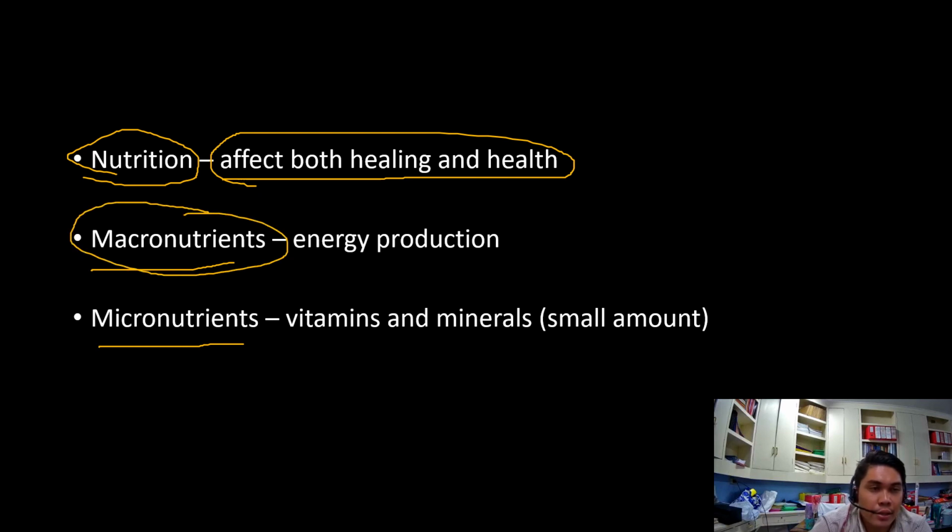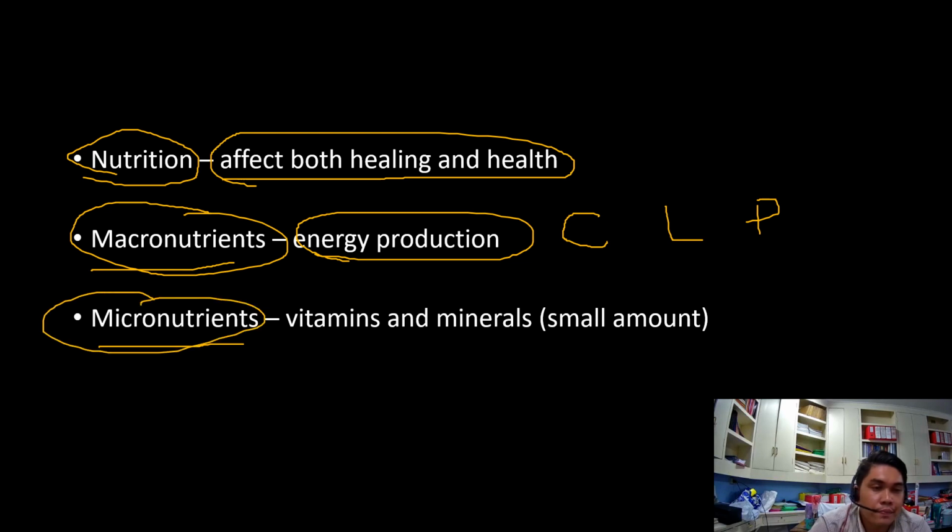For macronutrients, the function is energy production, or they are an energy source. Examples of macronutrients are carbohydrates, lipids, and proteins. For micronutrients, examples are vitamins and minerals. They are micronutrients because they are present in minute or small amounts in our body. The focus of this discussion is vitamins.